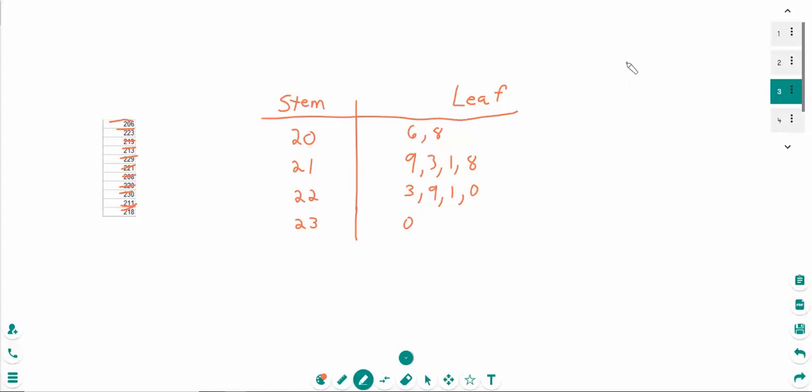and go from there. So what would be the range? Let's start with the range on this one. Maybe take a minute here, decide what the range would be. All right, well, it's the largest number minus the smallest number, right? So what's our largest number? Well, it's going to be in our last leaf. And there's only one number in there, so that makes it easy. It's going to be 230 minus the smallest number, which is going to be in our first leaf. And we have a 20. And then we need to select the smallest leaf, which is going to be a 6. So 230 minus 206 is going to be what? 24. So the range is 24.